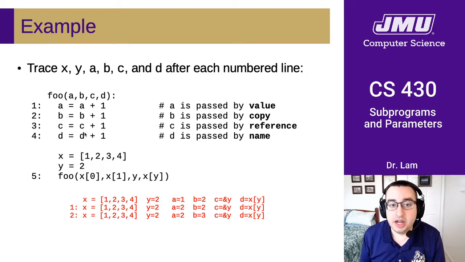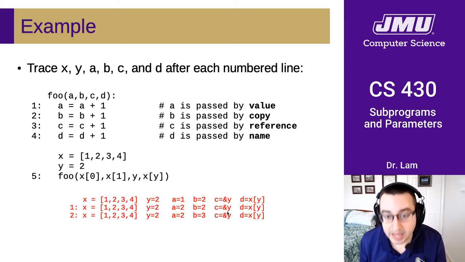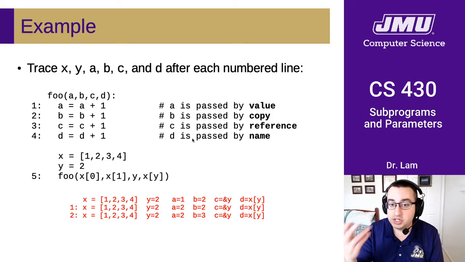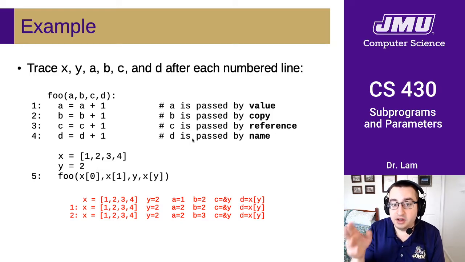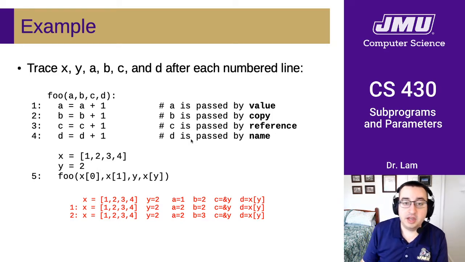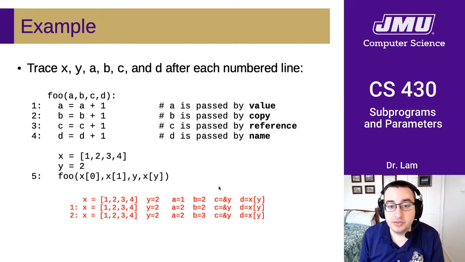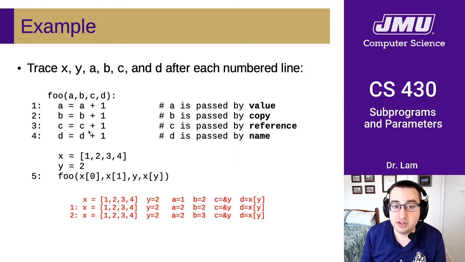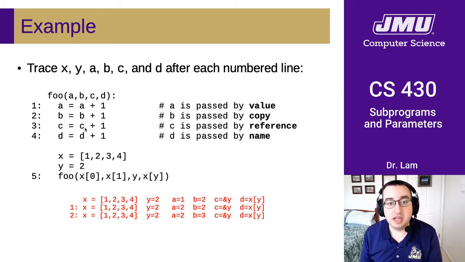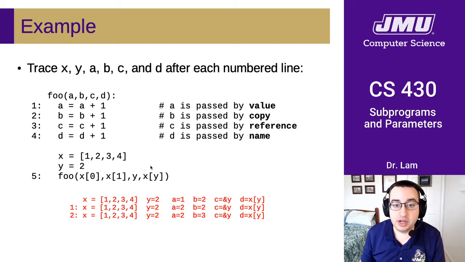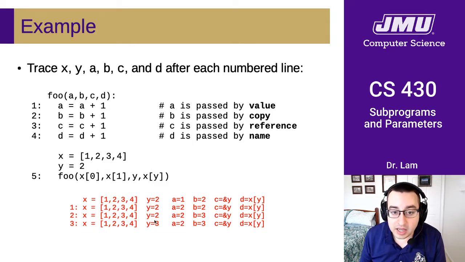Okay, so what about line 3? So line 3 is incrementing C, and C is a reference to Y. And so in this language, we have pass by reference. And so what this means is that any change that happens to C is actually going to be made to Y. So at this point, C is not going to change. It's still a reference to Y, but Y is going to be incremented to 3. So that's the effect of line 3.